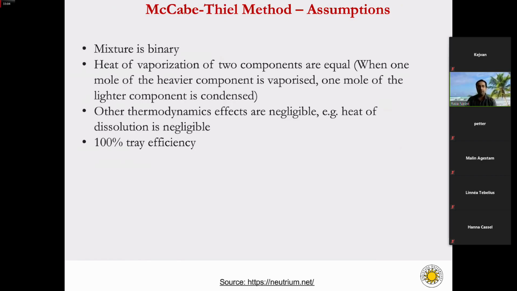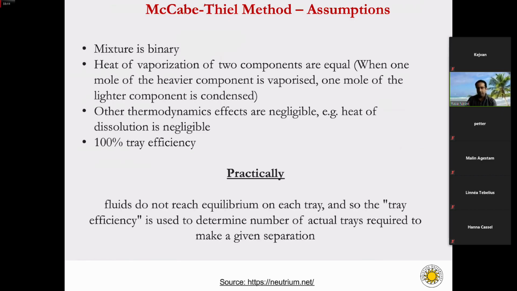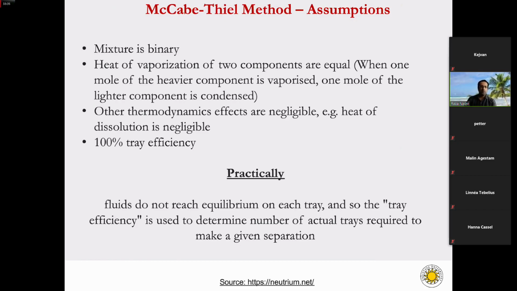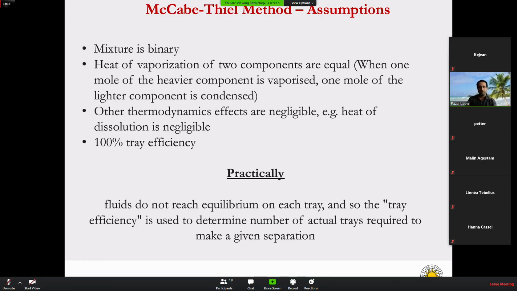We consider the efficiency of the plate to be 100%. That's why we call it an ideal tray or ideal stage. But practically, fluids do not reach equilibrium on each tray. So the tray efficiencies need to be added in the calculation in order to find the actual number of plates. So we calculate the efficiency of the stages, and then we divide the theoretical plates by it in order to calculate the actual plates. So normally the number of actual plates is higher than the number of ideal plates or ideal stages.